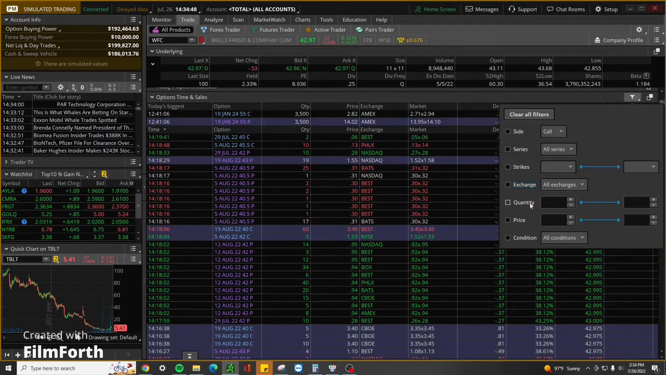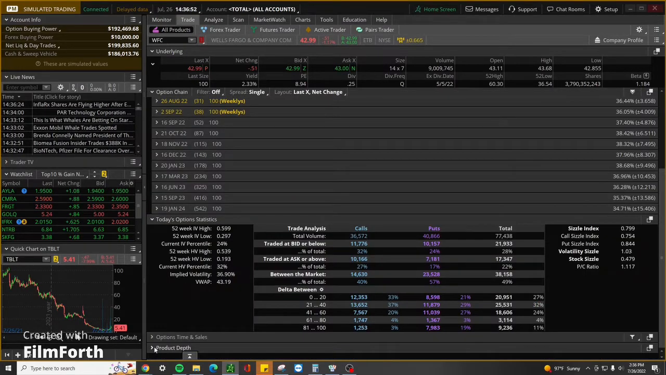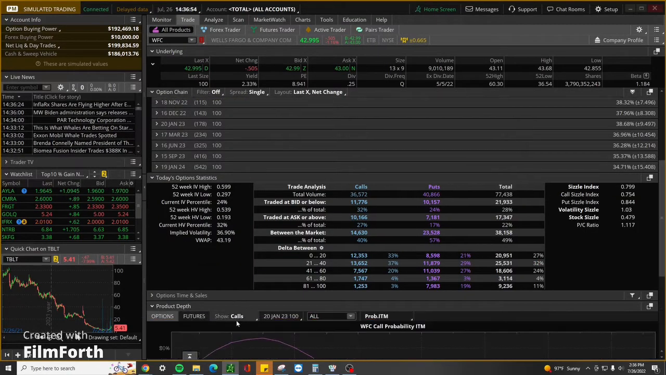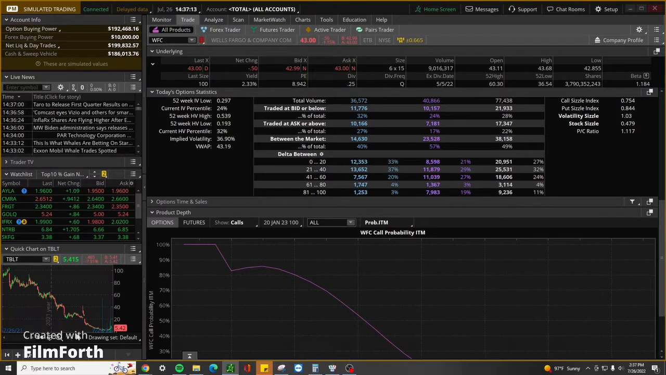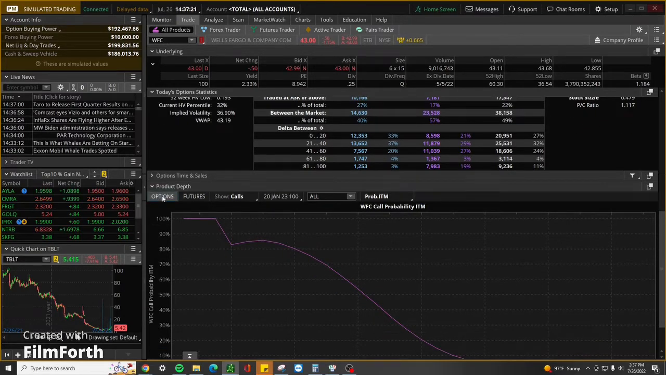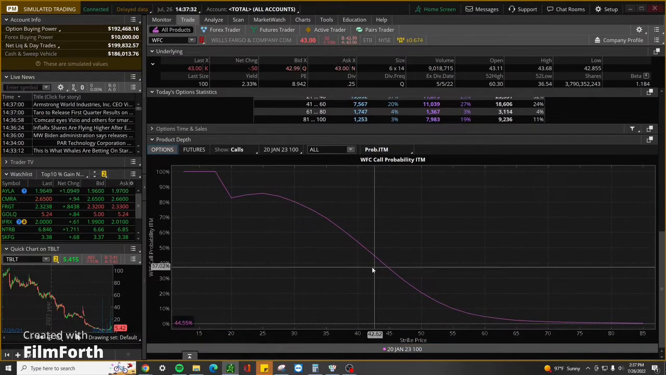Deselecting that will essentially take those filters off. Under the options time and sales, you're going to find product depth, which is a section that allows you to analyze the relationship between option prices and Greeks, volatility values, and other parameters. So when you look at this, I'm actually on the options tabs. You can dictate what you see in this graph.